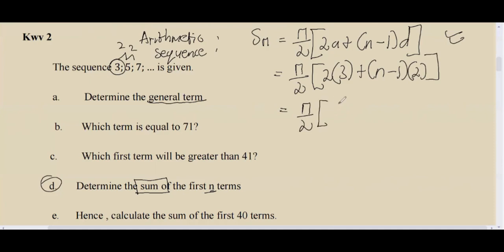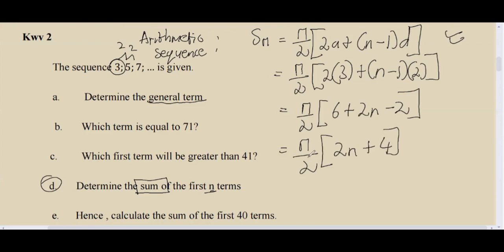2 times 3, that's 6. 2 times n, that's 2n. 2 times negative 1, that's minus 2. Right. So we have n over 2, and then bracket 2n plus 4. Right. Now at this point, if we multiply this, remember we have 1 over 2.